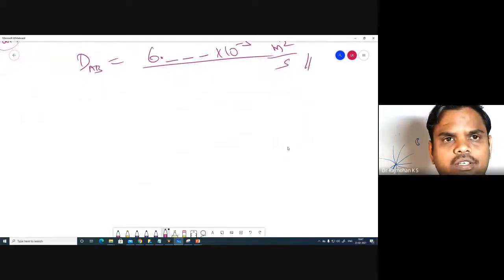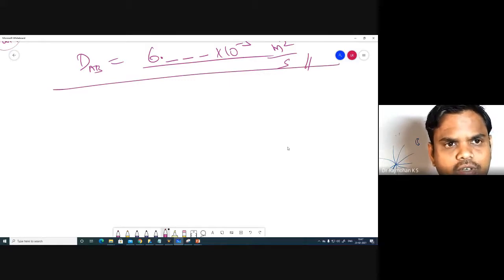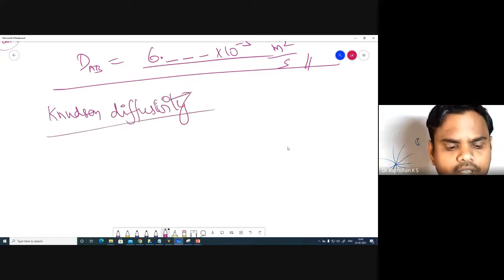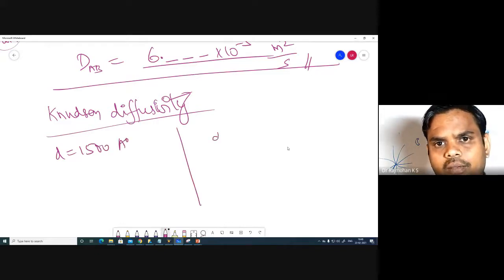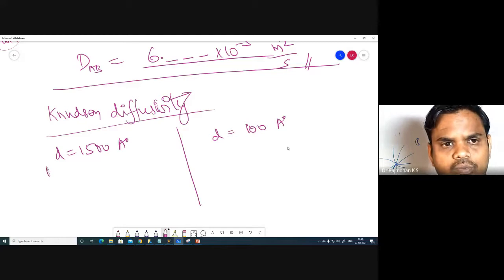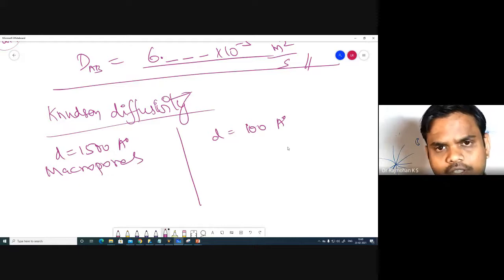Okay, so once we are done with determining what is DAB, we can proceed to find what is Knudsen diffusivity. Knudsen diffusivity takes place for both macropore and micropore, so we have to find it when the diameter is equal to 1500 angstrom, which is macropores, and when the diameter is equal to 100 angstrom, which is micropores.